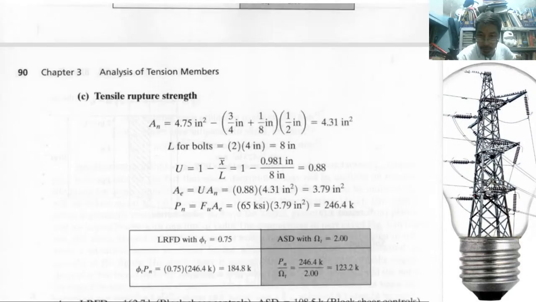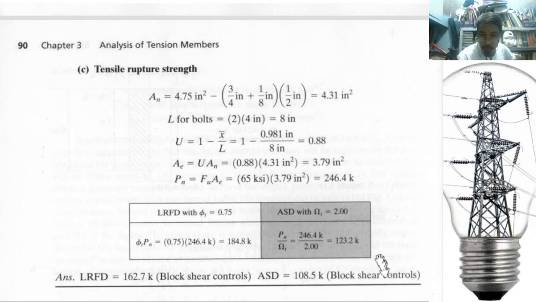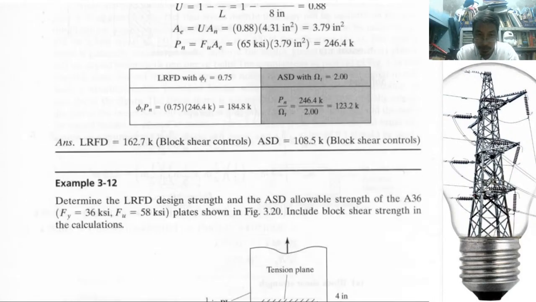In a similar manner, when you compare the ASD results, the same is the controlling limit state: block shear controls. Usually, the block shear controls whenever it has an answer, usually, but not all the time. That's why you have to calculate that first. Then go to the yield, then go to the rupture. Usually, block shear, then rupture, then the last is yield. In that arrangement.